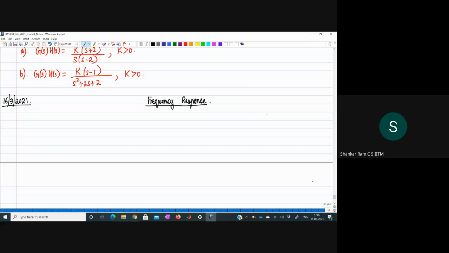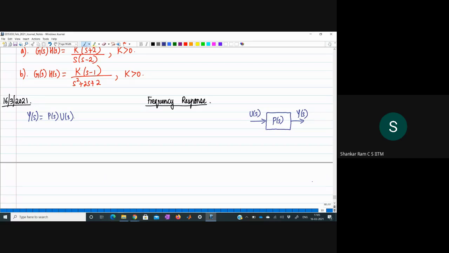So if we recall, as far as our visualization is concerned, we have a plant or a system whose transfer function is P of S. We provide an input U of S, and we get an output Y of S from the system. So we know that Y of S is going to be equal to P of S times U of S, right? That's something which we know.